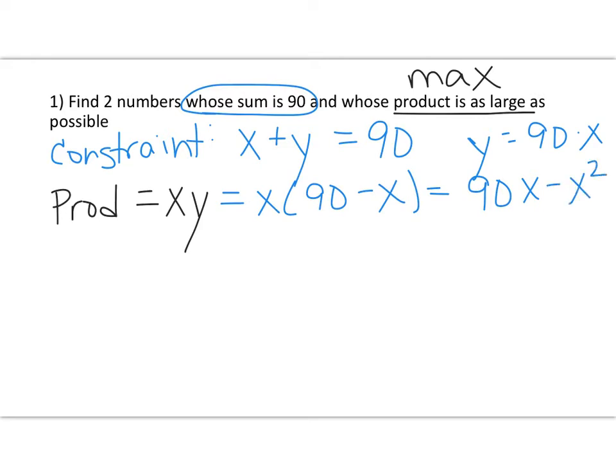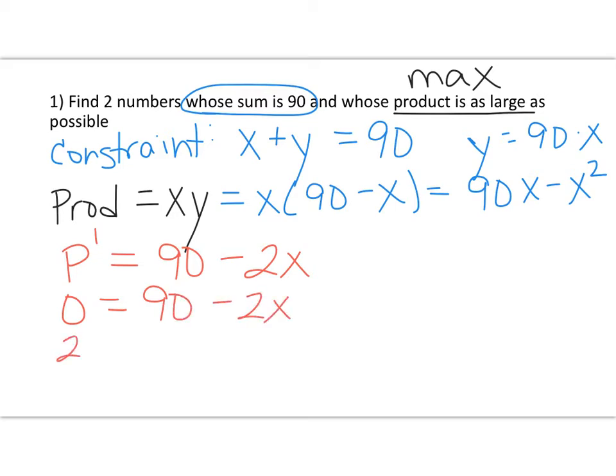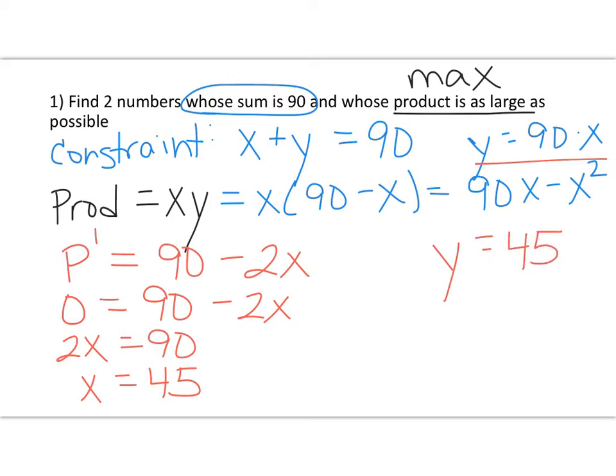So now to maximize my product, I'm calling this P for product. My P prime is the derivative. So that's going to be 90 minus 2x. I'm looking for when my derivative is 0 to get a max or a min. So 90 minus 2x equals 0. So I have 2x equals 90 and x equals 45. So once I know x, I have to get y. So I know y also equals 45. So the two numbers that add to 90 and have the maximum product are 45 and 45.